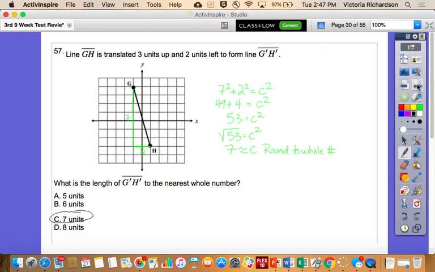But if I give you a problem like this, I would give you the length of this side right here. I would say to you, okay, this is going to be 7. And then I would expect you to know that if there is no dilation, the transformation length would be exactly the same. So if GH is 7, G prime H prime is also going to be 7 units.